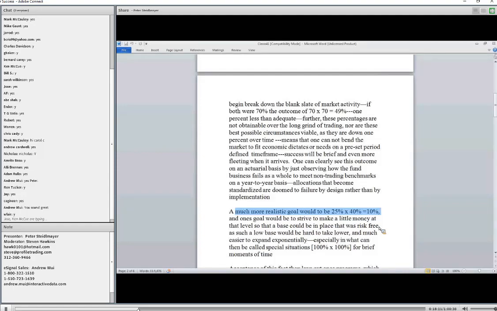Now, one of the advantages of that 25 times 40 being 10% is essentially that you can't get too much worse than this, okay? So you're not going to be falling apart, because if you get pretty bad, you go down to 9% or 8%, you can't really fall apart. So the risk of losing a lot of money at 10% is low. You're not going to make a lot of money there either. So one goal is to strive to make a little money in this space, which is essentially risk-free because you can't get too much lower, and then it's easier to expand exponentially.